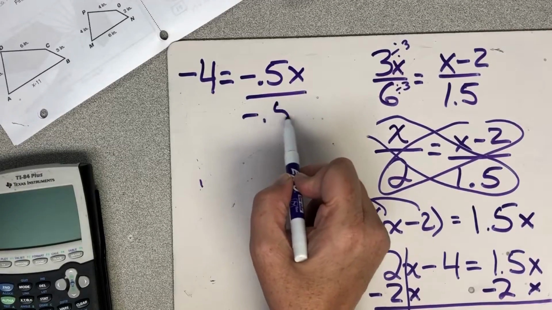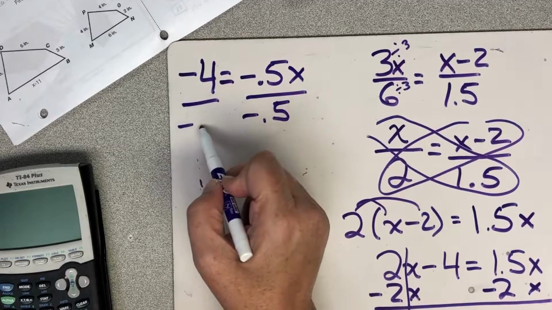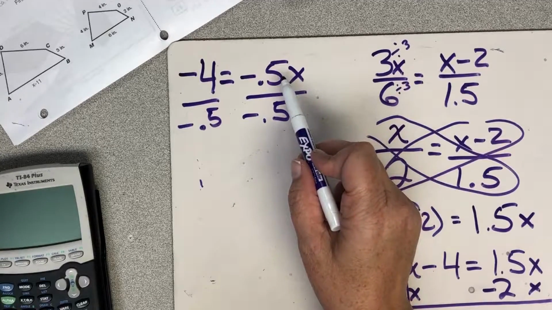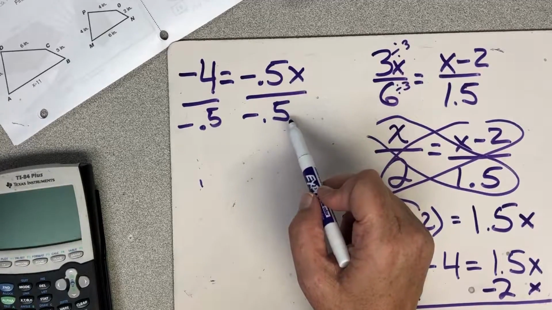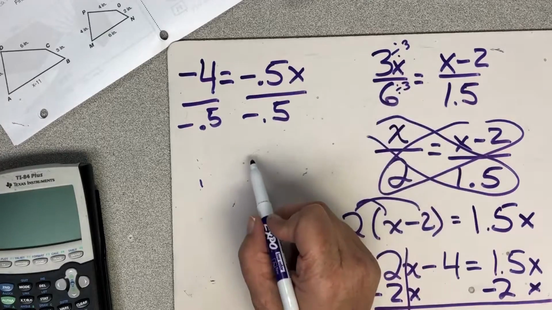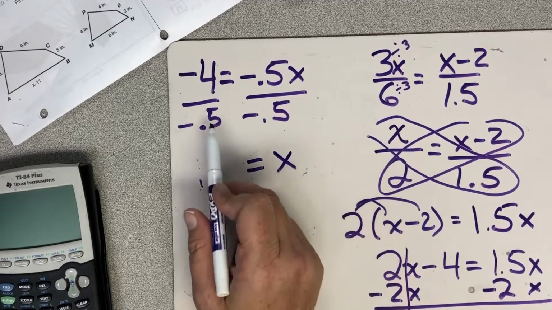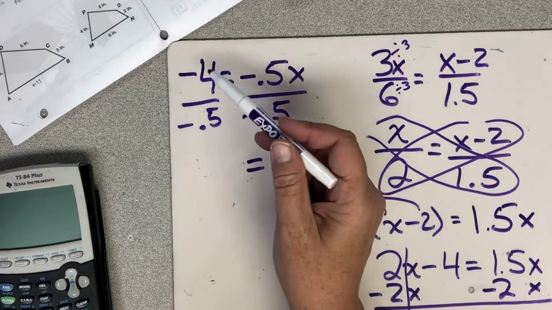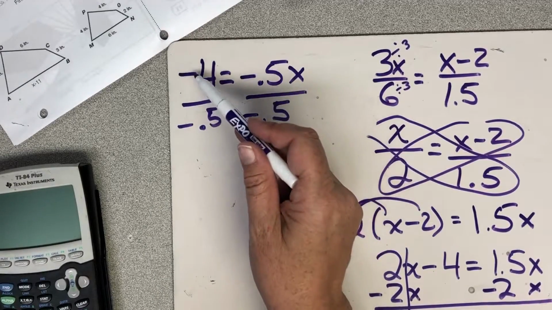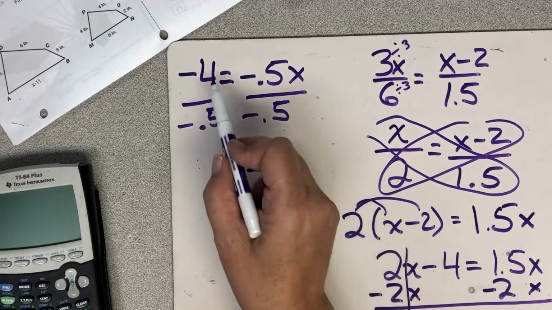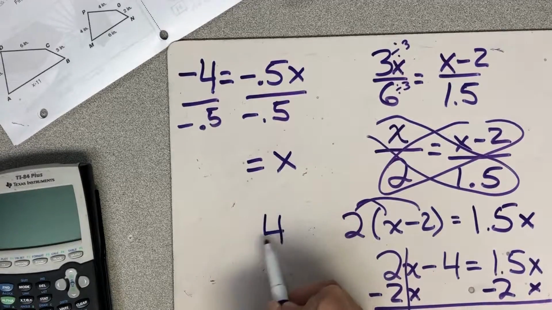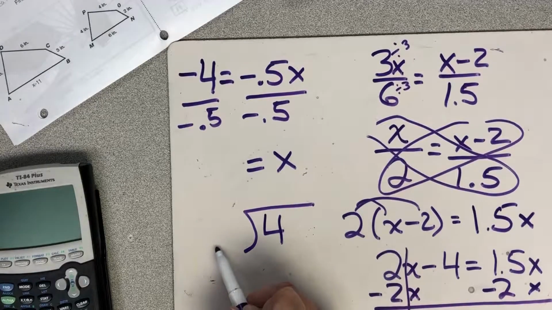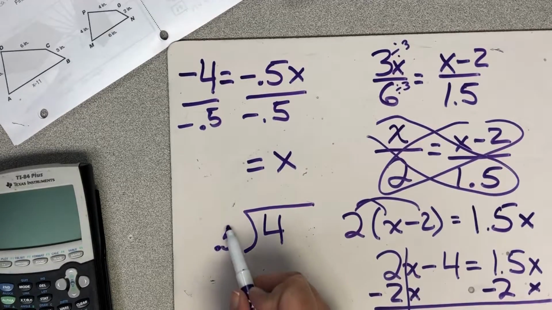Divide both sides by negative 0.5. Because remember, I want 1x. So that means I have to divide negative 0.5 by negative 0.5 because that is 1. So I get x. Uh-oh, how do I do negative 4 divided by negative 0.5? Well, first of all, I know that the answer is going to be positive because it's a negative divided by a negative. The top number goes inside the division house, if you will. And the bottom number is the divisor.